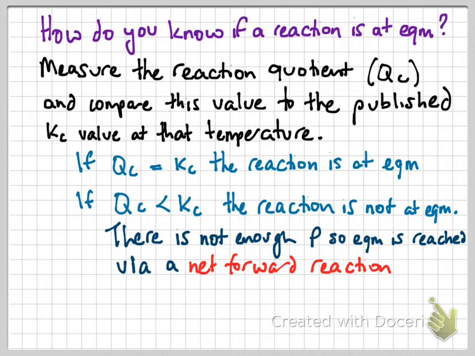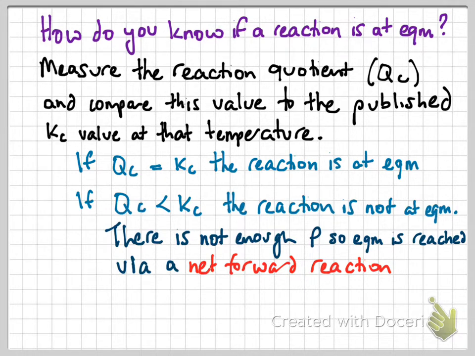What do we mean by net forward reaction? The rate of the forward reaction is greater than that of the backward reaction. So overall, the reaction's moving forward, i.e. making products, and the reactants are disappearing. So therefore the concentration of products would go up and the concentration of reactants would go down.